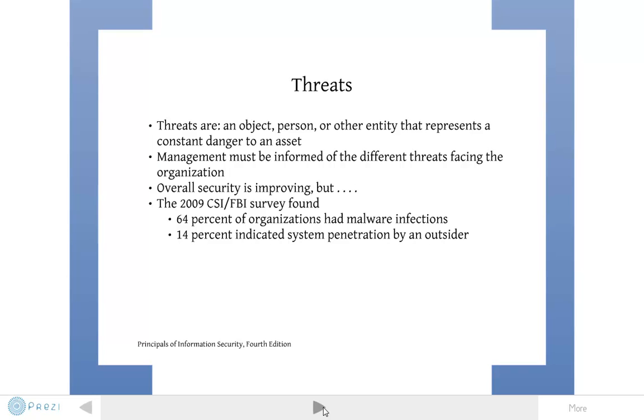Because of that, management must be informed of different threats facing the organization. Now, I like how 64% of organizations have malware infections, and 14% indicated that the system penetration was by an outsider. What that shows is that people really sweat the external threats, the Chinese hackers, but what you'll find is that all your data can be stolen by a secretary who, for one reason or another, is just unhappy in that position.